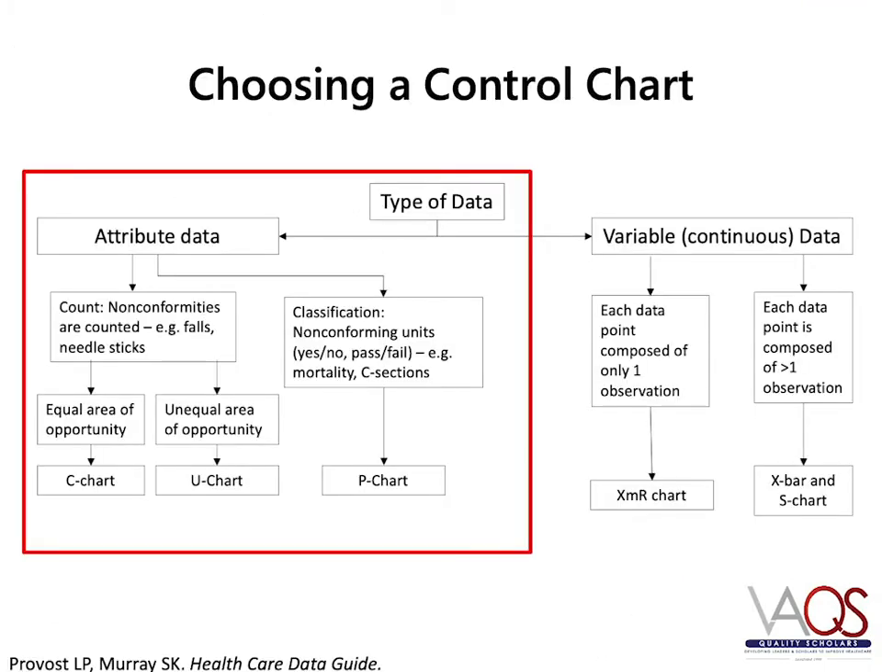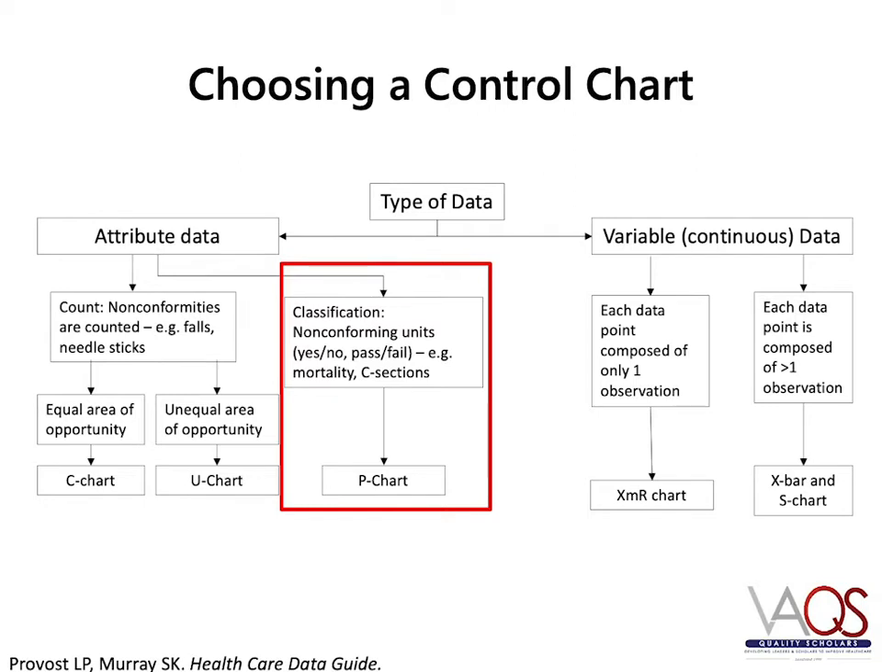When choosing a statistical process control chart, you will start by first determining what type of data you have. This mini-module focuses on the statistical process control charts used for attribute data. Attribute data is non-continuous data. The three most commonly used statistical process control charts for attribute data are the P-chart, the C-chart, and the U-chart.